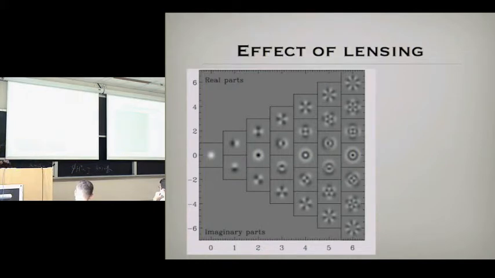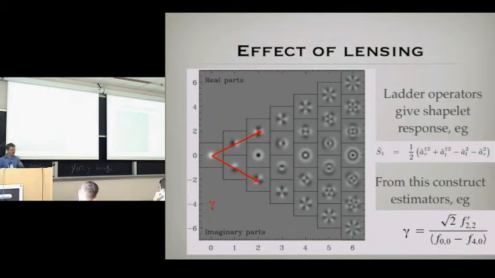components. So working backwards, if you see some spin 2 component, you can figure out an estimator as to what shear would have got you there from a circular Gaussian. So you construct estimators associated with these different amounts of shapelet coefficients.